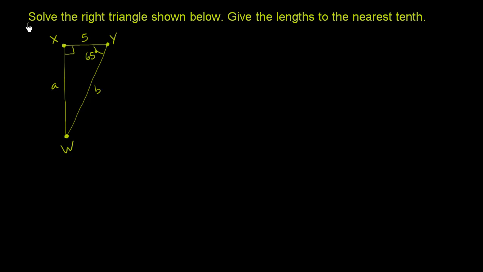We're asked to solve the right triangle shown below. Give the lengths to the nearest tenth. So when they say solve the right triangle, we can assume they're saying, figure out the lengths of all the sides, whatever A is equal to, whatever B is equal to, and also what are all the angles of the right triangle. They've given two of them. We might have to figure out this third right over here.